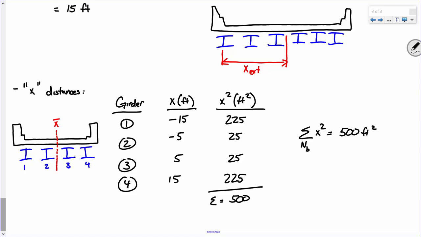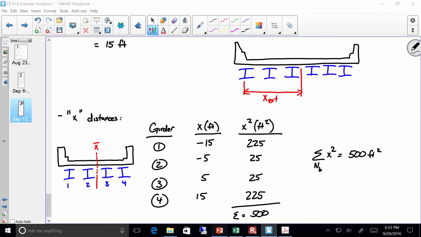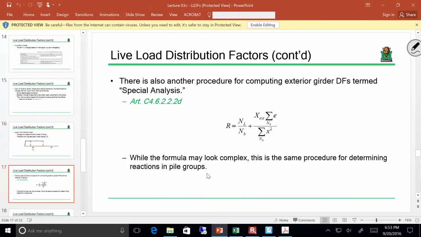I do want to go back to the PowerPoint real quick just so that everybody's aware of what we're doing. So here's the formula for special analysis. We've already got the number of beams. We've already got this centroidal distance to that exterior girder. We've already got this denominator. So this isn't that bad. I know it looks like a really funky formula, but it's pretty simple. Again, it's kind of the same thing as trying to determine reactions on pile groups. Basically the same idea. So the next thing we've got to deal with is this number of lanes and then this centroidal distance.